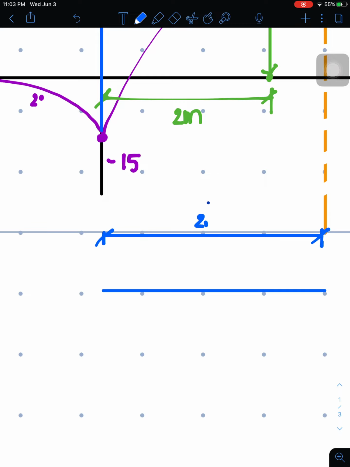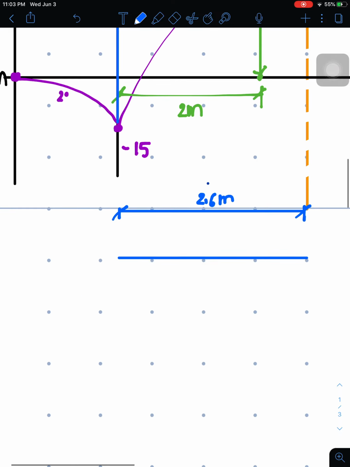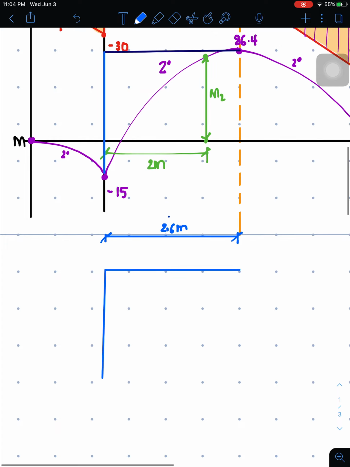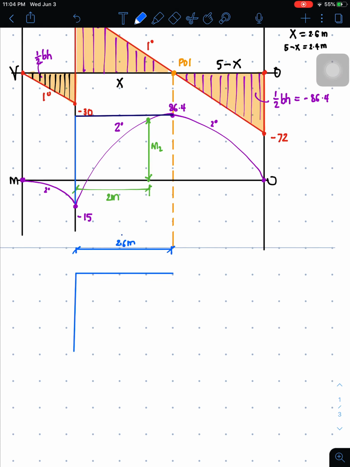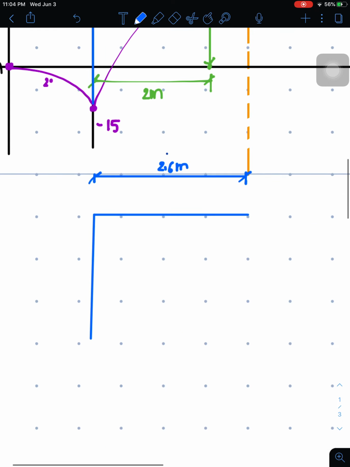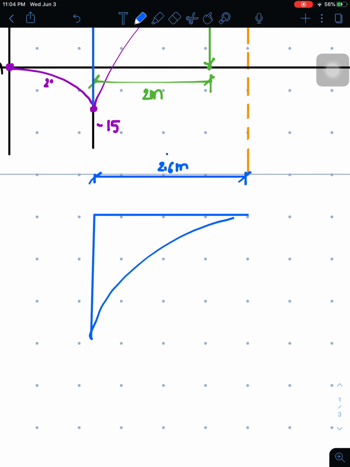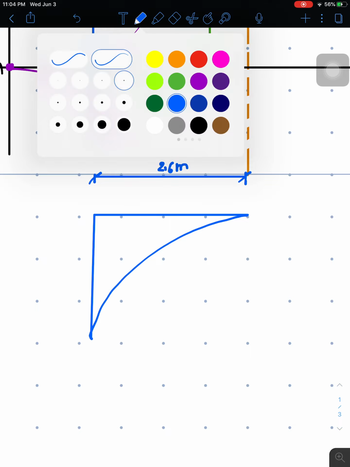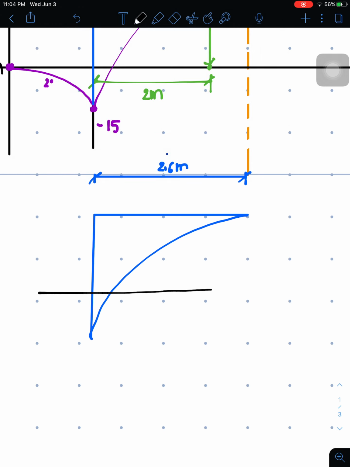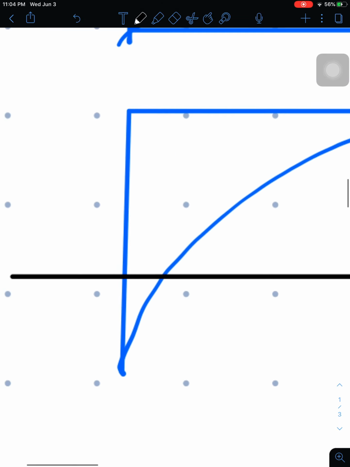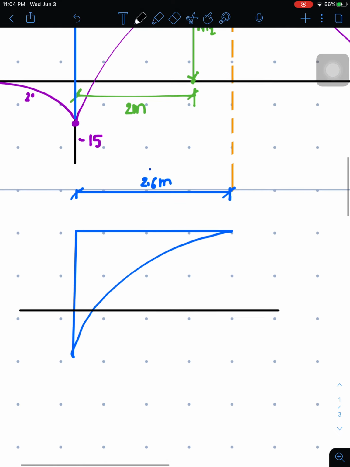This is 2.6. Then of course, here is our height. What is this height equal to? This height is basically the amount that we subtracted from the negative 15. And then this is the spandrel. Alright, so where's the location of our zero moment line? Remember, this is the location of the zero moment line. Right? The same? Yes, the same.